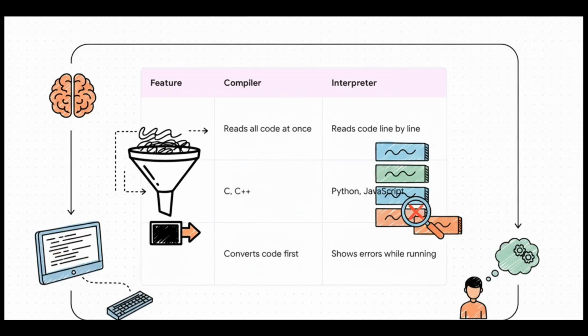An interpreter, on the other hand, is like a live translator at a press conference. It reads one line of your code, executes it, then moves on to the next one. Python and JavaScript work this way, which is why you can see things happening line by line.